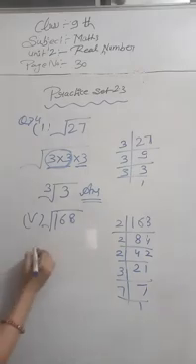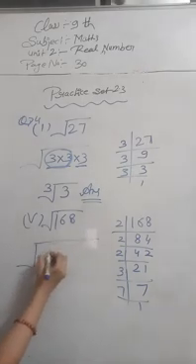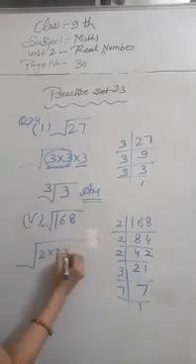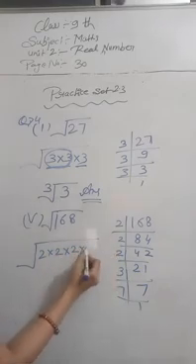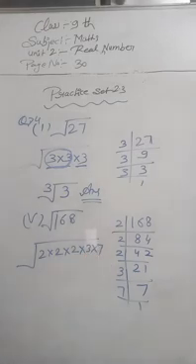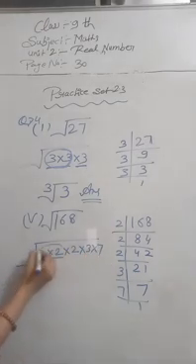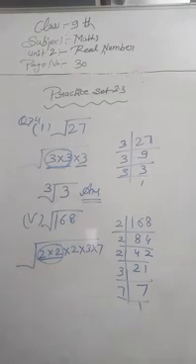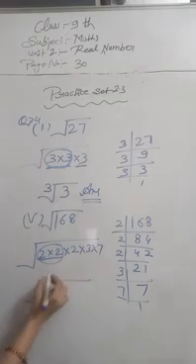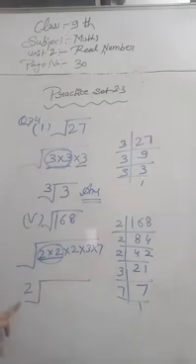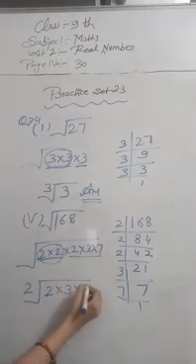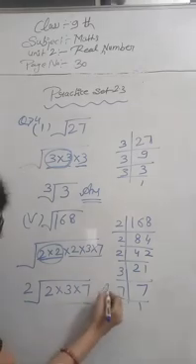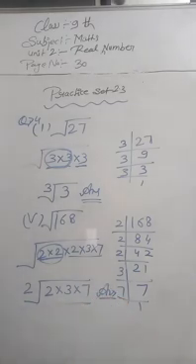Now we will write here the factors of 168. 2 multiply 2 multiply 2, 3 multiply 7. So here we will see only one pair of 2. So we will put this 2 outside of the root, and these 3 and 7 are inside of this root. So this is our answer. Clear? So it is very easy.